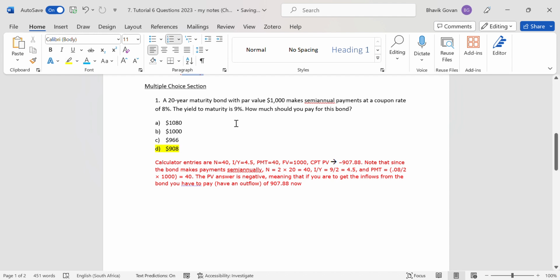Just one thing that you should take note of is the semi-annual payments. Sometimes it could be quarterly, sometimes it could be 3 times a year, or whatever it is that they give you, just take note of that. And that basically determines how you'll carry out your calculation.